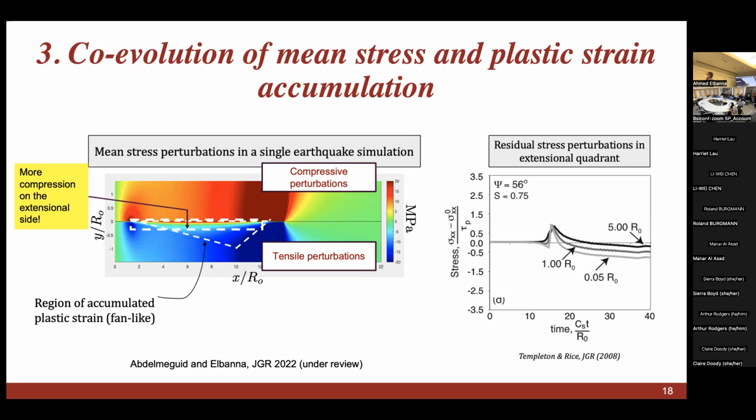You could see that there's a residual stress perturbation in the extension pattern when you just have the plasticity accumulation. So plasticity changes the mean stress, and the mean stress in turn changes the strength, which affects the plastic strain accumulation in subsequent ruptures.